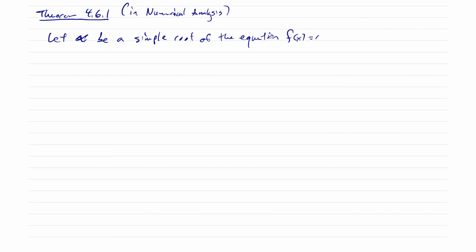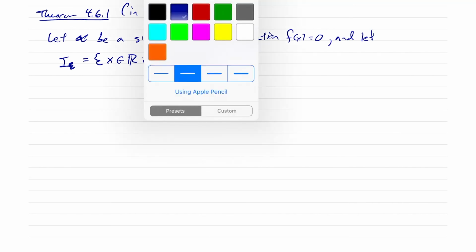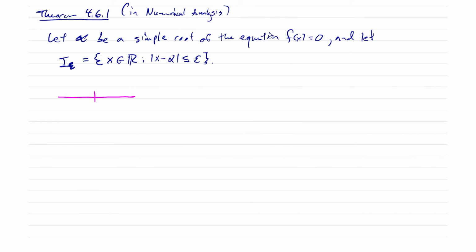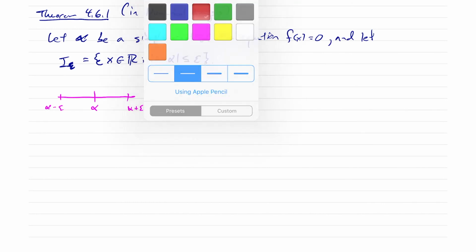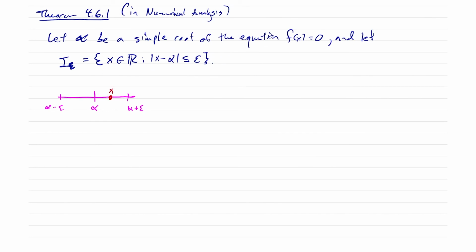f of x is equal to 0, and we're going to let I sub epsilon be given by this. So it's going to be x inside of the real numbers such that the absolute value of x minus alpha is less than or equal to epsilon. Essentially, we have some alpha, and we're staying between alpha minus epsilon and alpha plus epsilon. And so wherever we put our x's, that's going to be our x.